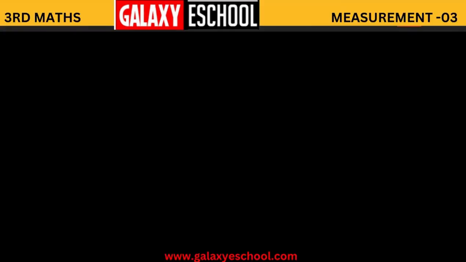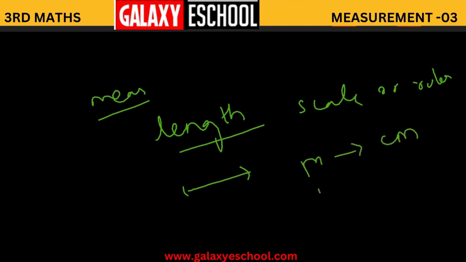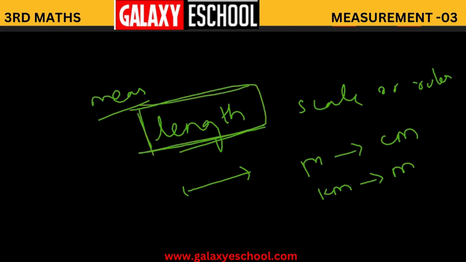Hello children. What did we learn in the previous classes? From the topic measurement, we've learnt about length. How do we measure lengths using a scale or a ruler? And also we have learnt how do we measure the lengths of long distances and short distances. We've learned how to convert meters into centimeters and also how to convert kilometers into meters. All these came under the topic of measuring the length.